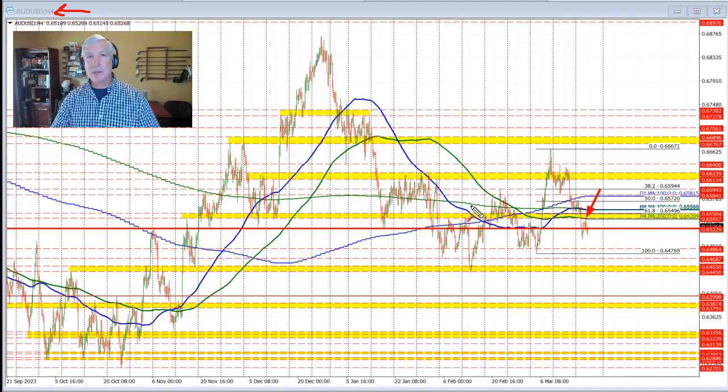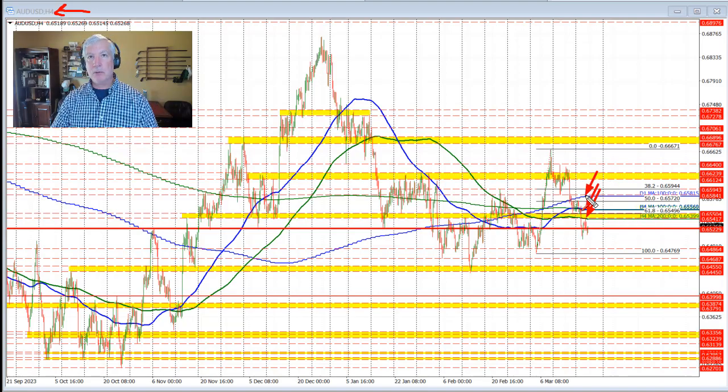Including those moving averages is this green line right here. This green line comes in at 0.6556 and is joined by the blue line, which represents the 100 bar moving average on the 4-hour chart. The green line, by the way, is the 200-day moving average. So those two moving averages need to be broken at 0.6556 to increase the bullish bias.